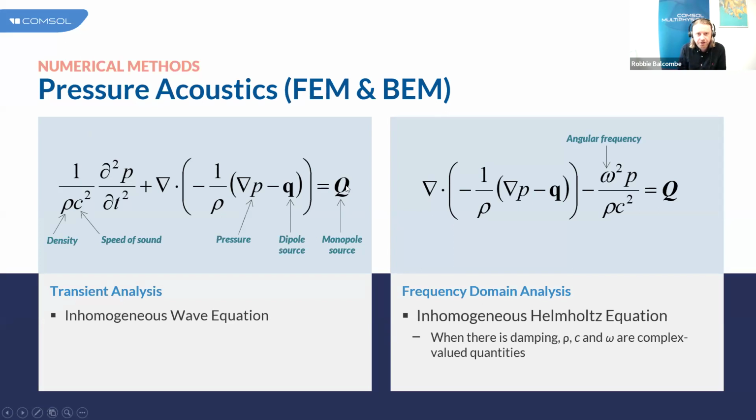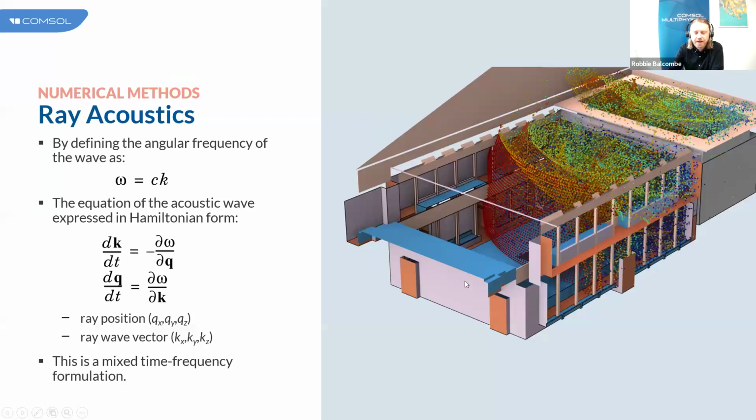So we compute the acoustic pressure at each of the nodes within our mesh. We can transform this equation into the frequency domain to remove the time derivative term and replace it with an angular frequency term. So this equation can be computed in the time domain, or in the frequency domain. When we solve a ray acoustics problem, we solve a very different equation set. Rather than computing a discrete pressure on a fixed mesh, we're calculating quantities associated with each of these particles, which represent rays traveling through space and interacting with the walls of our geometry.